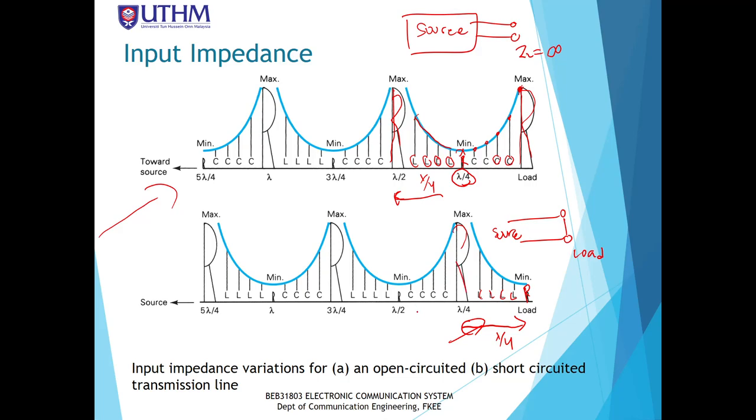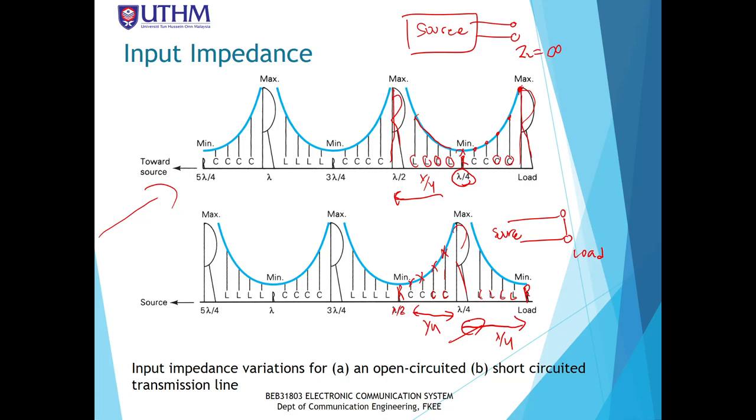And then another lambda over 4, you're going to see that the transmission line behaves as capacitance. Okay, so capacitance here, at a different point. Until lambda over 2, so this is another lambda over 4. So quarter lambda becomes half lambda. So half lambda becomes a small resistor, minimum resistive value.